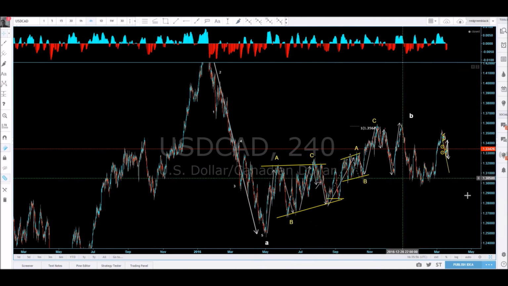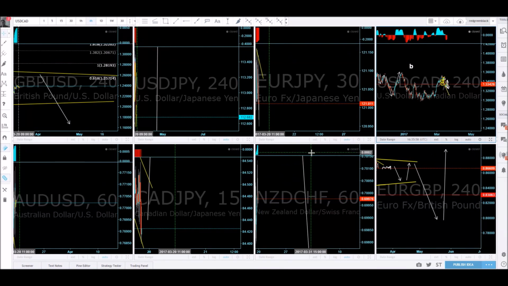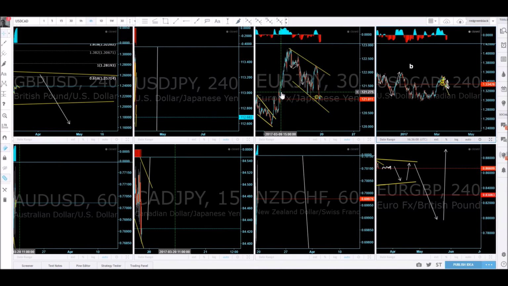And that's it. That's a basic overview of how wave analysis works. You trade off 1 hour and below, and you analyze off of 240 and above. Pretty simple. Thanks for checking it out, y'all.